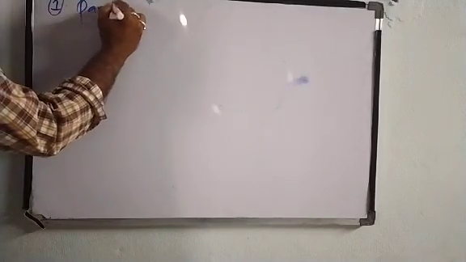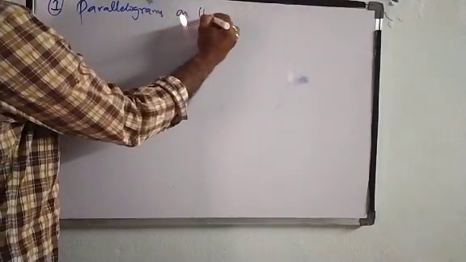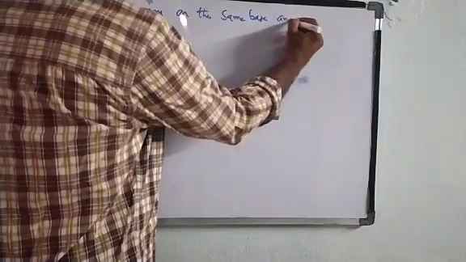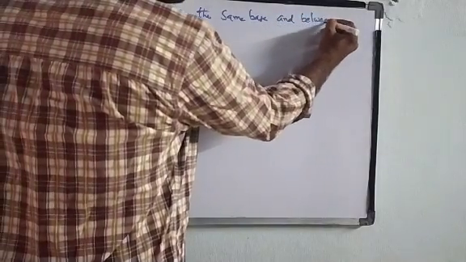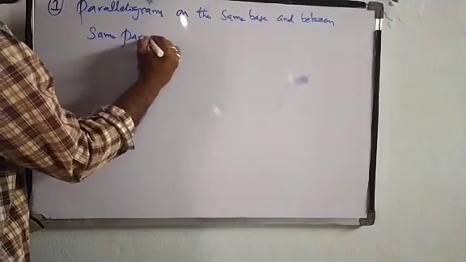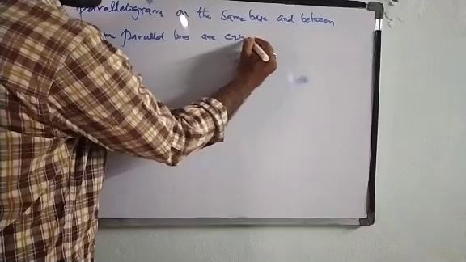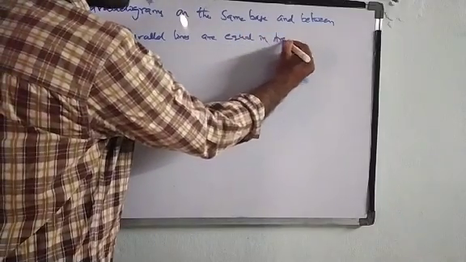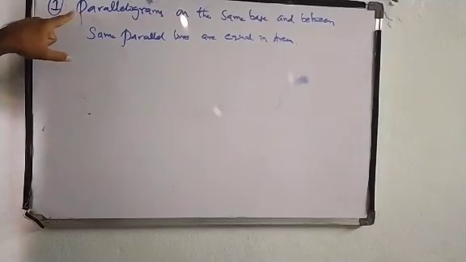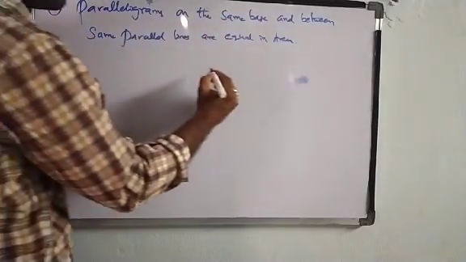that is, parallelograms on the same base and between the same parallel lines are equal in area. Okay. We have already done a proof in the previous video sessions. So parallelograms on the same base and between the same parallel lines are equal in area.